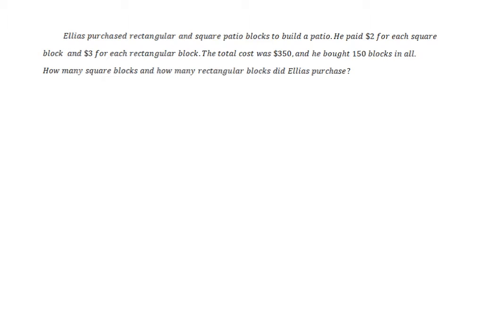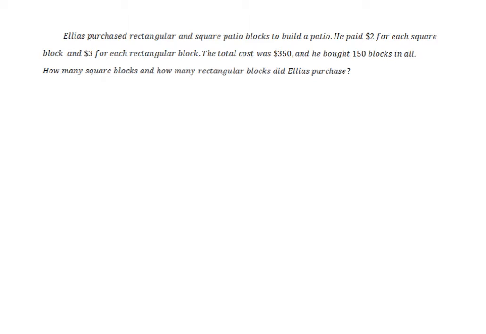All right, so let's practice some more problems for linear system equations here. So we got this problem here. Elias purchased rectangular and square patio blocks to build a patio. He paid $2 for each square block and $3 for each rectangular block. The total cost was $350 and he bought 150 blocks in all. How many square blocks and how many rectangular blocks did Elias purchase?